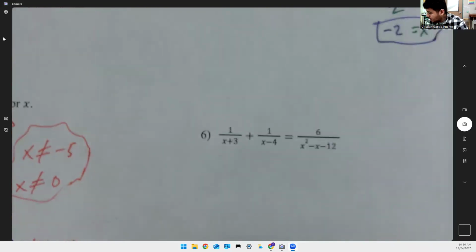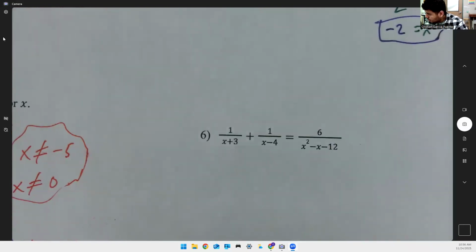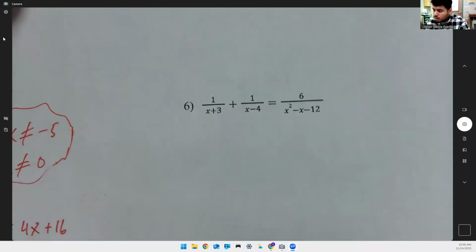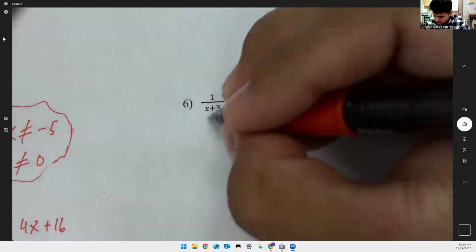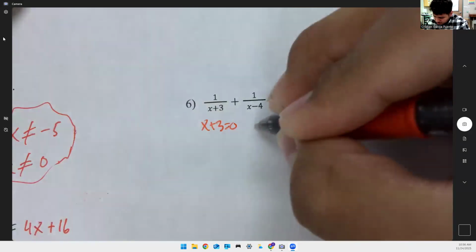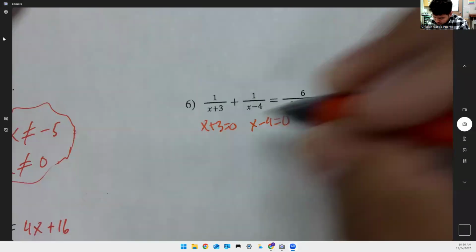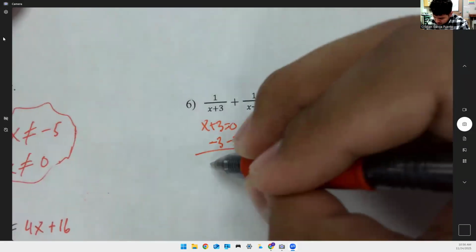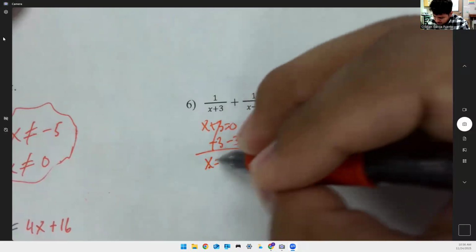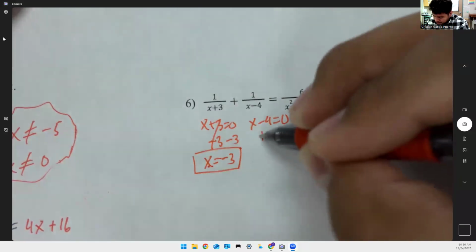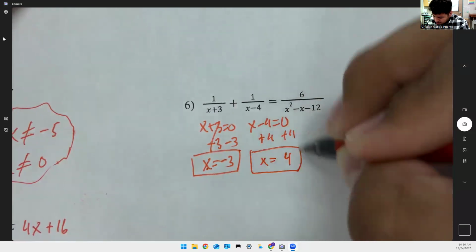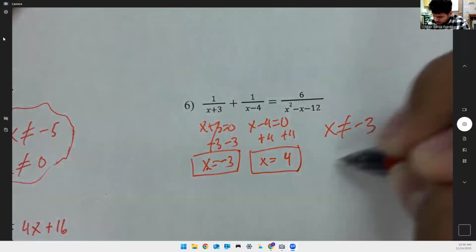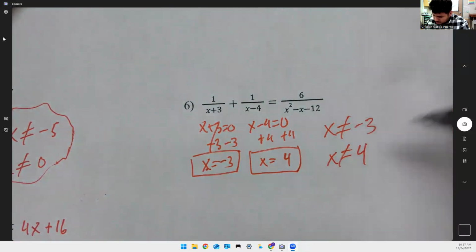And I'll do number 6 now with y'all. All right, so again, start by writing your numerator or excluded value. So x plus 3 is equal to 0. X minus 4 is equal to 0. Solve for x, so minus 3 on both sides. 0 minus 3 is just negative 3. Add 4 on both sides. 0 plus 4 is just 4. So x cannot be negative 3, and x cannot be 4.